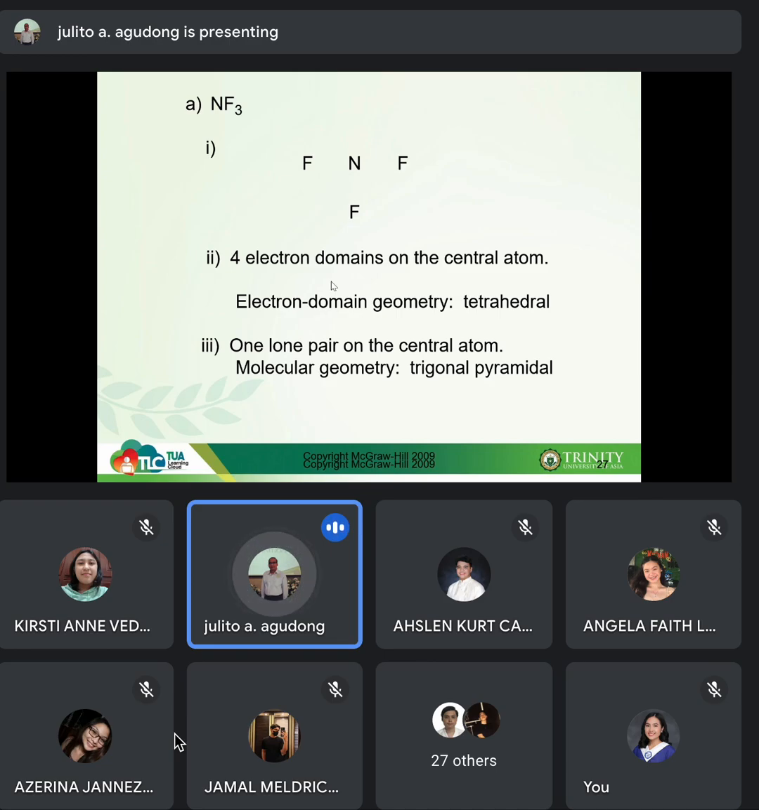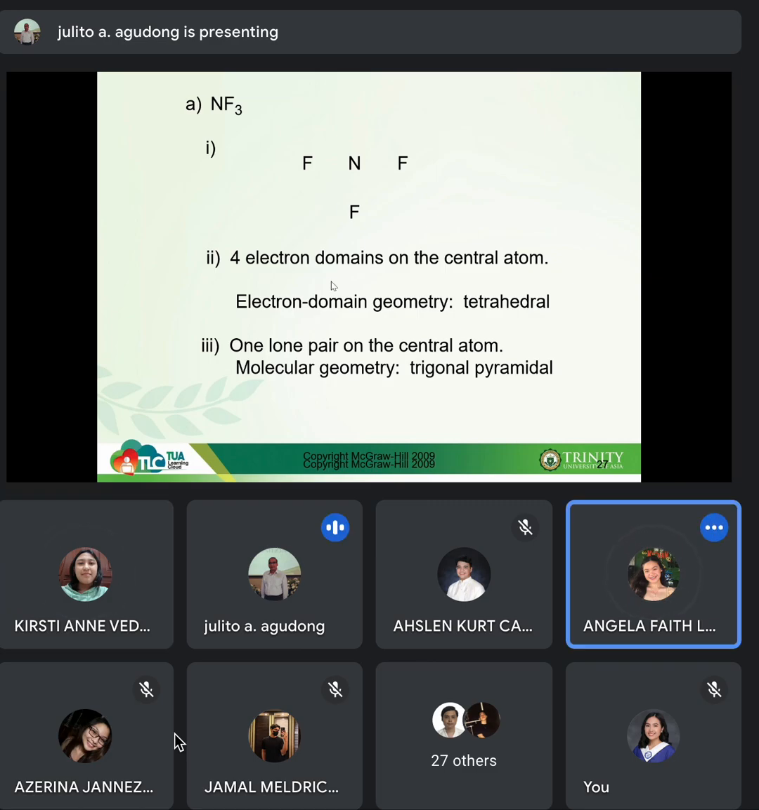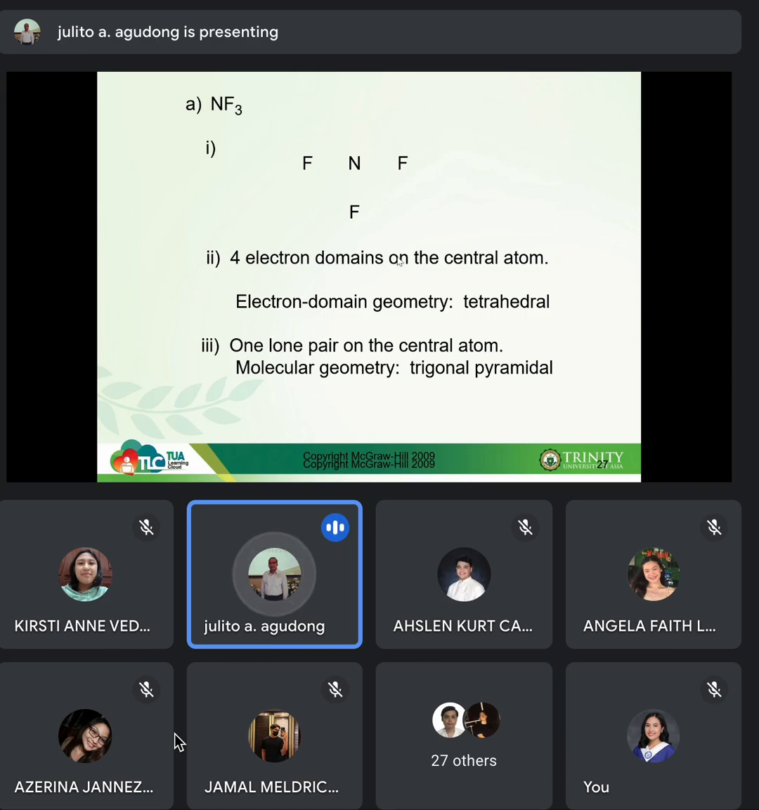What is the TVE, class, of nitrogen trifluoride? Nitrogen has 5 valence electrons while fluorine has 7. How much would be your TVE? 21 plus 5, right? 26. Divided by 2, 13. Then you now draw your proposed Lewis structure.